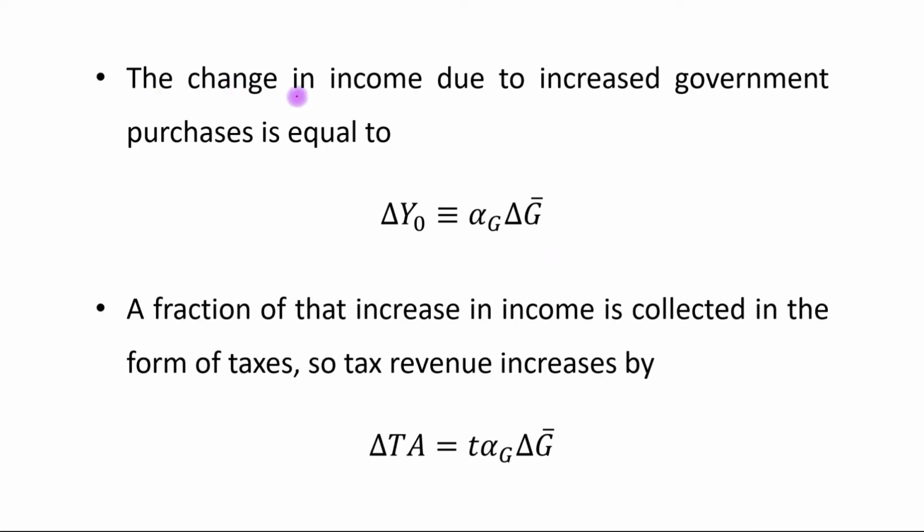The change in income due to increased government purchases is equal to the change in equilibrium level of output, which is identically equal to the multiplier times change in G bar. A fraction of that increase in income is collected in the form of taxes, so the change in tax revenue is equal to tax rate times change in equilibrium level of output, where the change in equilibrium level of output is multiplier times change in G bar.